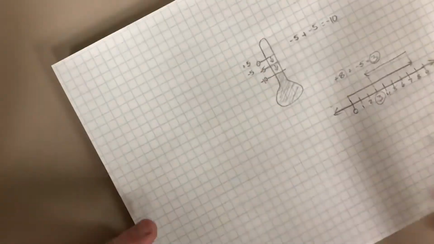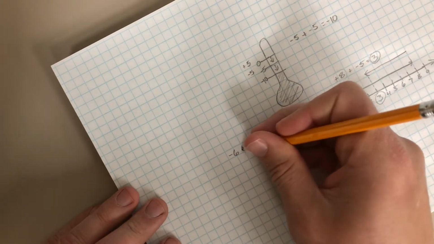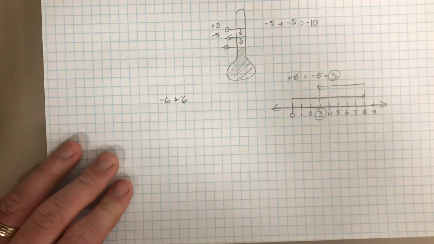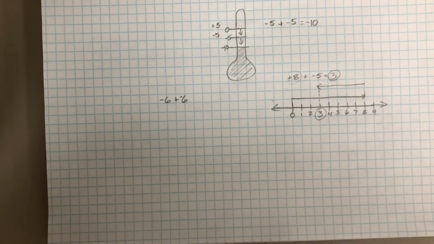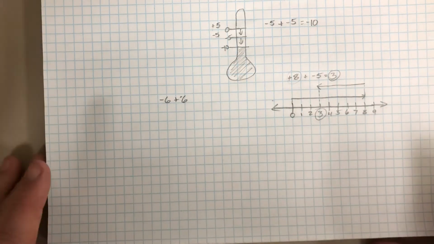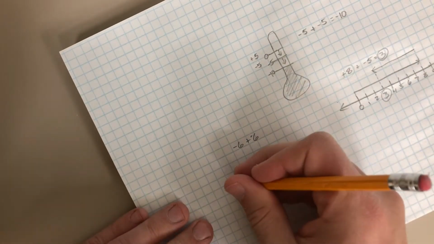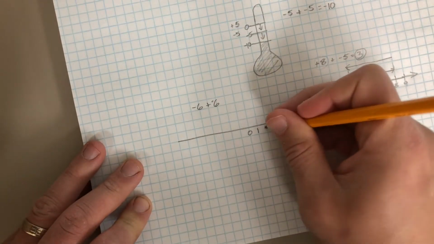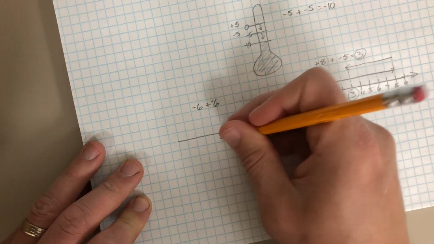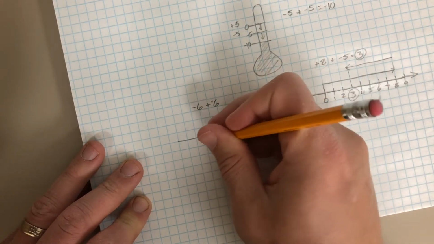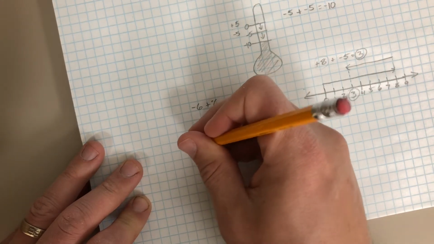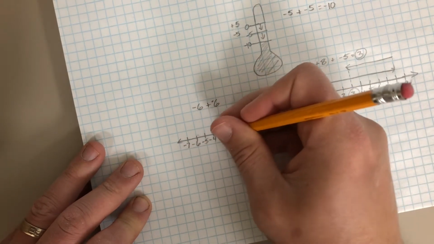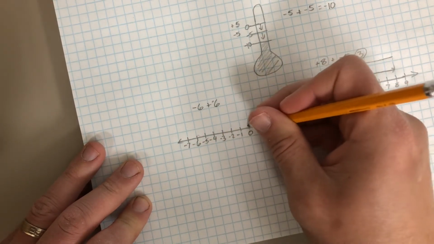All right, let's take a look at one more. What if I have a negative 6 plus a positive 6? And I don't have to put the positive sign with it. If there's no negative sign, we're just assuming that it's positive. So again, I would draw a number line. This time I'm going to put 0 over here: 1, 2, negative 1, negative 2, negative 3, negative 4, negative 5, negative 6, negative 7. It goes on forever in that direction, and forever in the other direction as well.